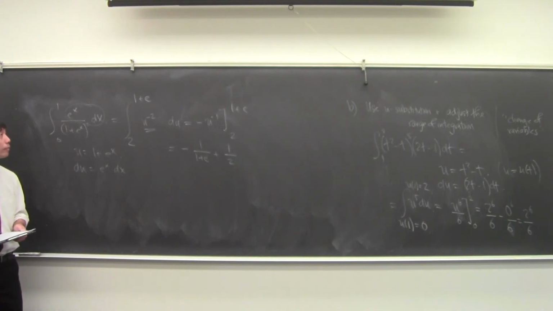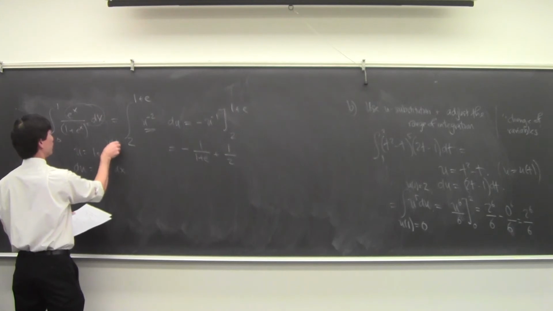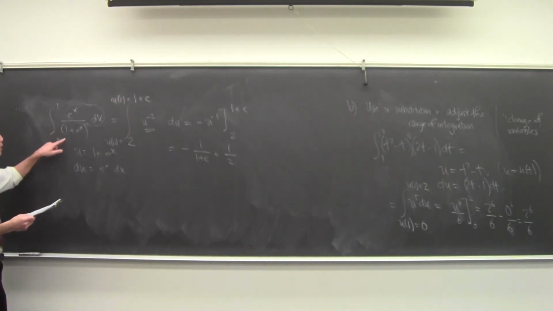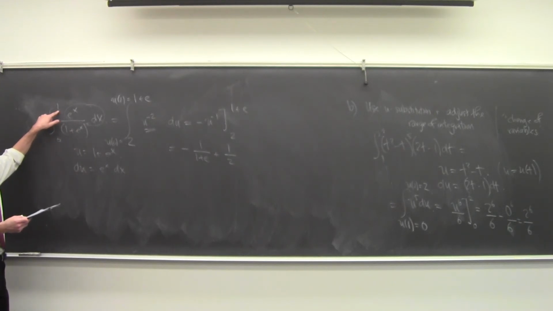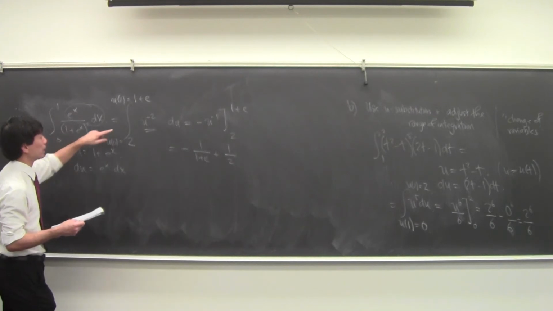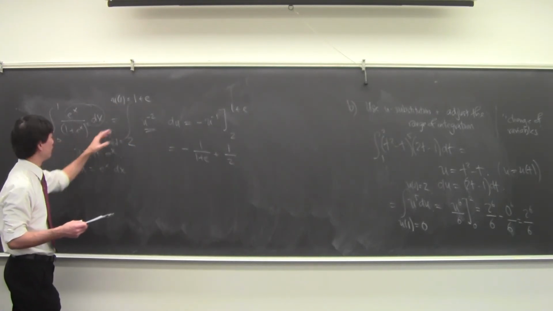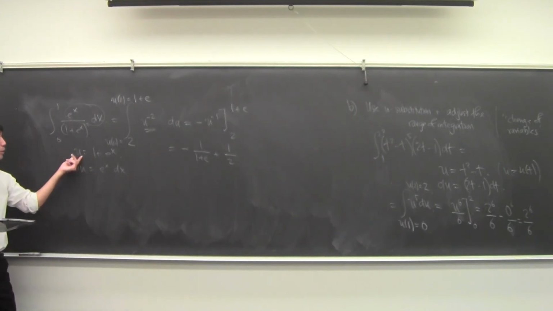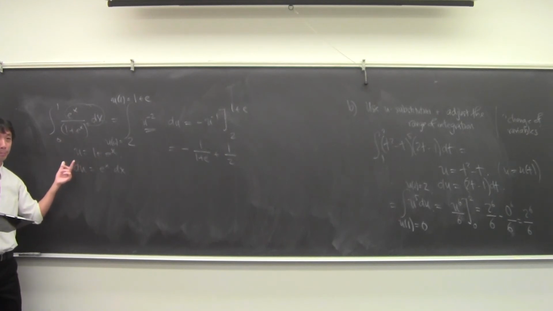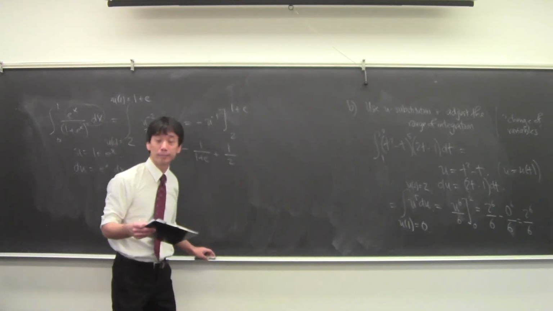How did I get the upper bound 1 plus e? You just ask, what is u when x is 0? What is u when x is 1? X is going from 0 to 1. That means that u is going from u of 0 to u of 1. Well, u of 0 is 2 and u of 1 is 1 plus e to the 1.